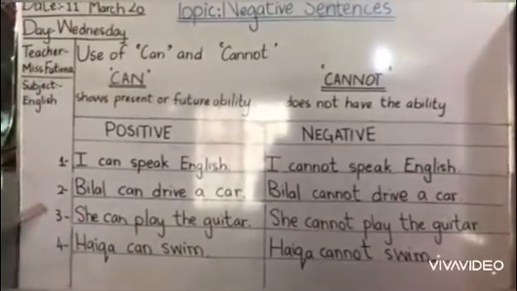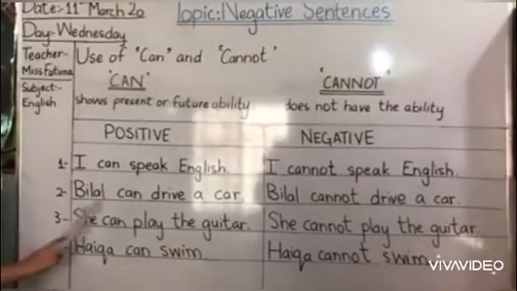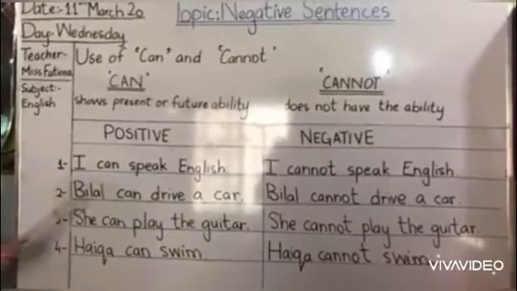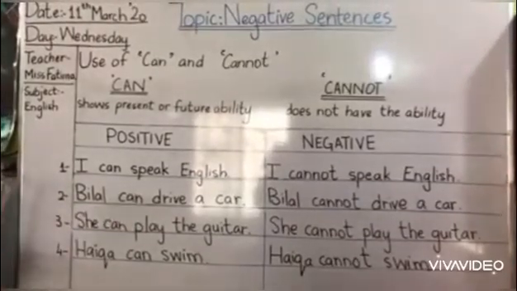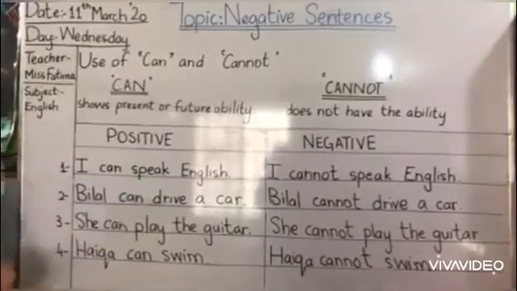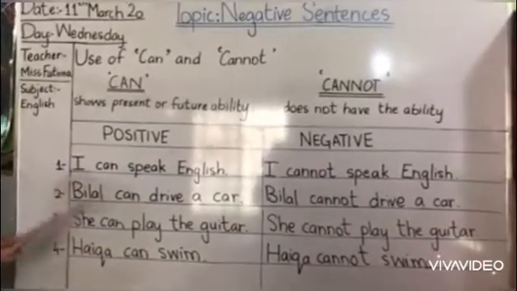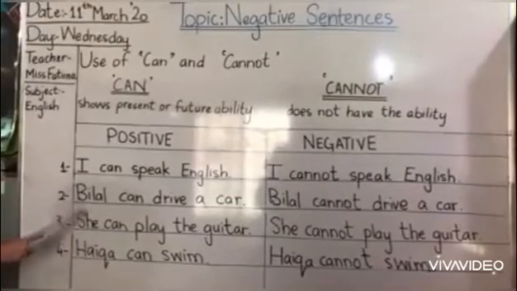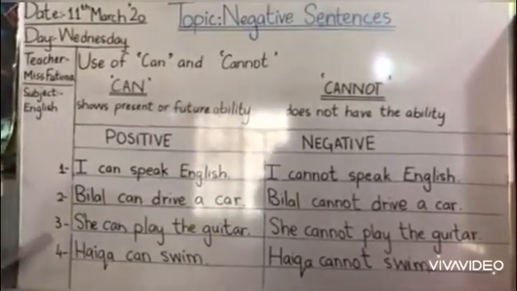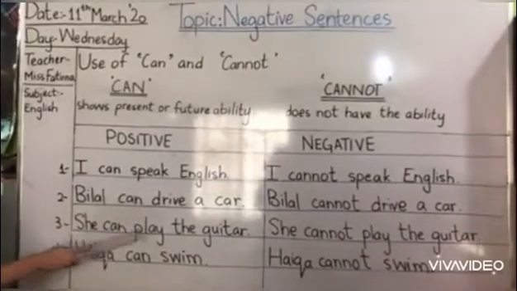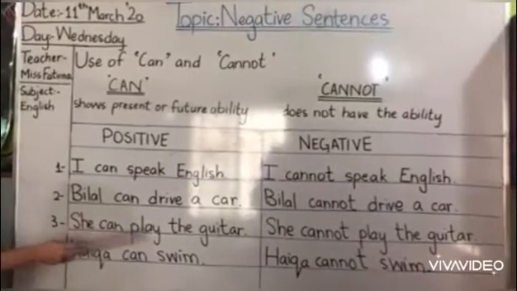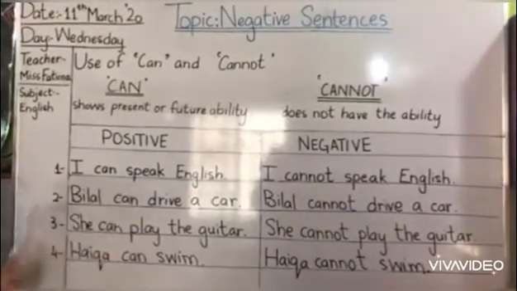Now let's have a look at the next sentence. Bilal can drive a car. Now here again, as you can see, the word can is emphasizing that Bilal has the ability to drive the car. That means Bilal is able to drive the car, or Bilal can drive a car. Another sentence we have is she can play the guitar. That means she has the ability to play guitar.